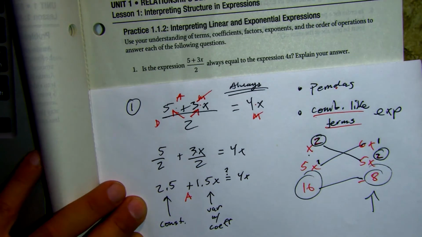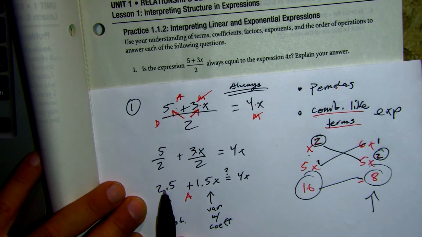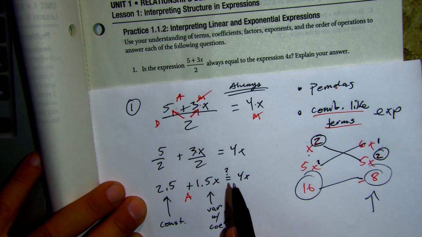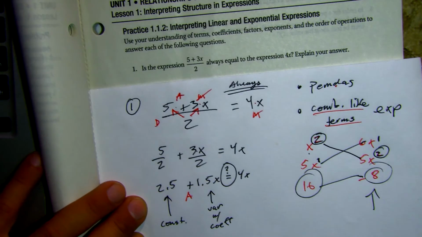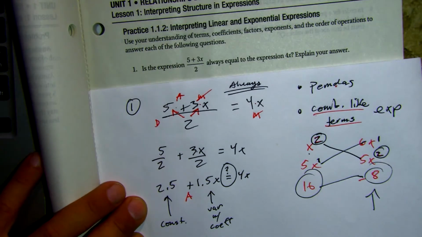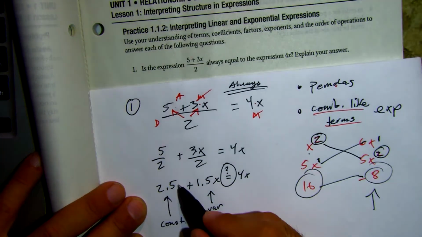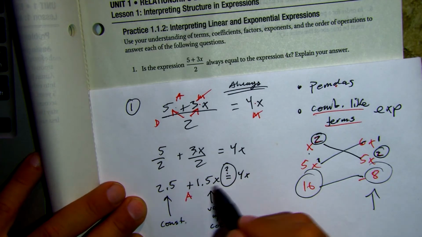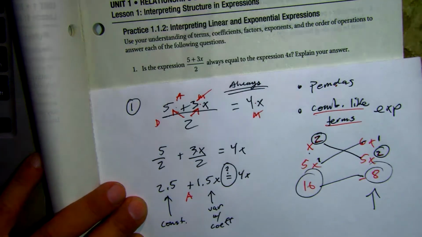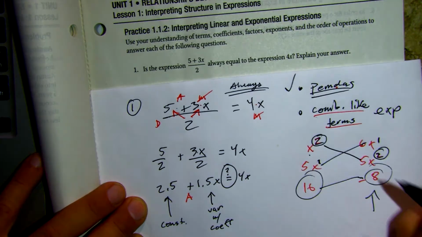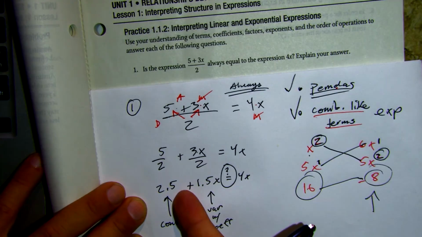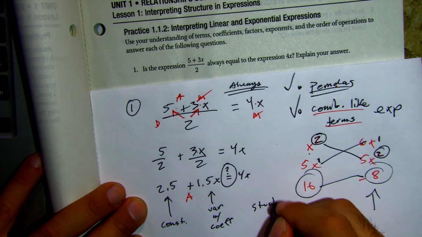And in fact, we can say it is not always equal to 4x because we got stuck. If this was 2.5x, then we could combine them and it would equal 4x. But in this case, we did PEMDAS. We tried to combine all of our like terms and we got stuck. If you're stuck, then no, not always equal. When you get stuck, you know you're done if you can't do any more and you can't simplify it to answer your question.